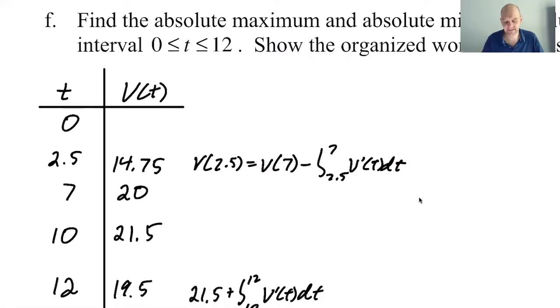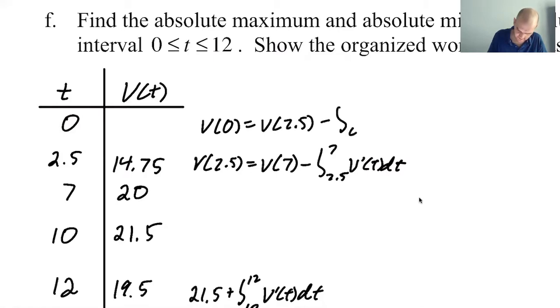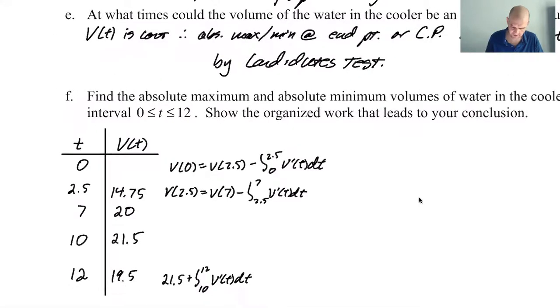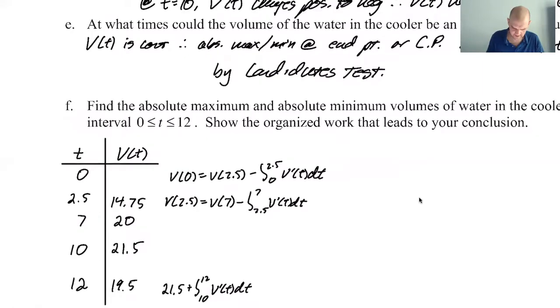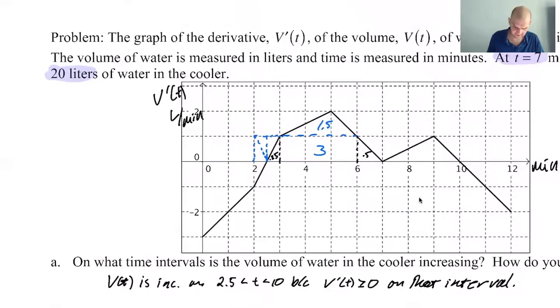Okay, the next one, v of 0. So I'm going to say v of 0. I'm going to keep doing it. I'm going to say it's v of 2.5 minus the integral from 0 to 2.5 of v prime of t dt. So the correct answer to this would combine the answer to part E and part F. Like that would be the perfect answer. I'm breaking it up the way it told me to break it up, basically. I need the integral from 0 to 2.5.